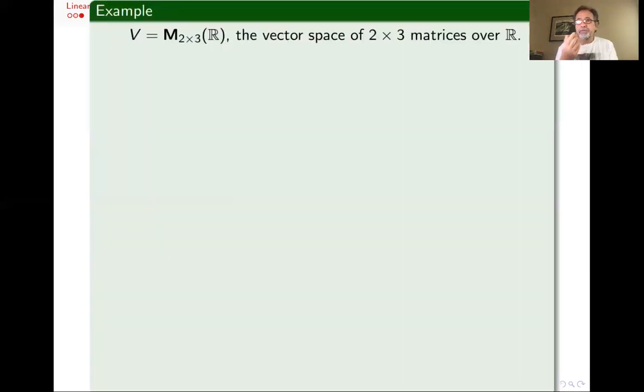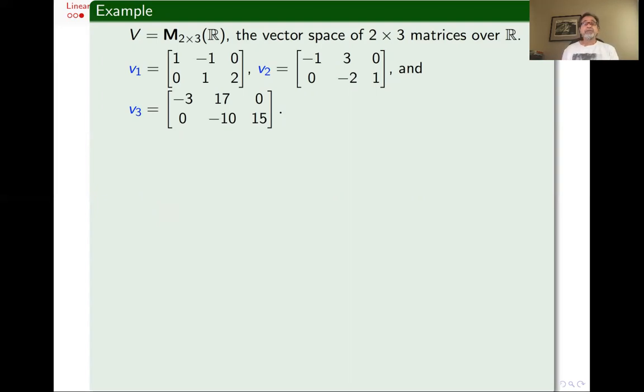Here's an example of using this vocabulary. We're learning this language, we're making words, and we need to learn how to use them. So we start with a vector space. This time the vector space is the vector space of 2 by 3 matrices with real entries. Again, we'll say over R. That means that the entries are coming from R. And here are three vectors, V1, V2, and V3. I'm calling them vectors even though they're matrices. They are 2 by 3 matrices, but this vector space is made up of 2 by 3 matrices.